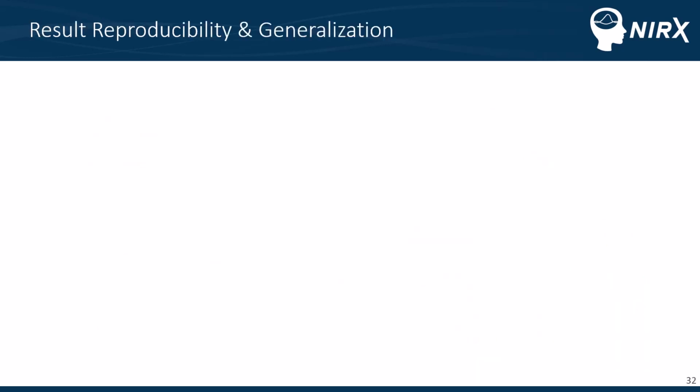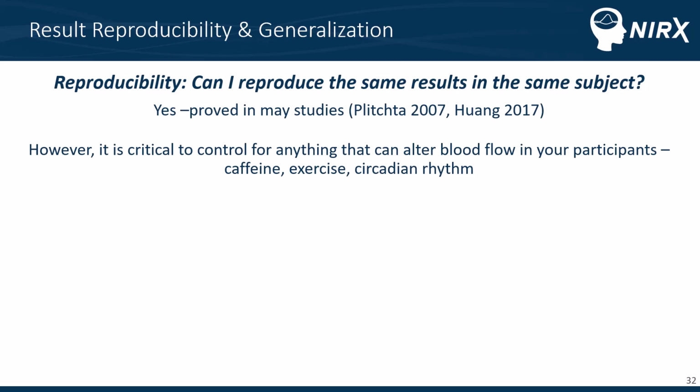Result reproducibility and generalization. Reproducibility: how can I reproduce the same results in the same subject? Or can I do so? And the answer is yes. This has been proven by a number of studies. But what's important to keep in mind is that you need to control for anything that can alter blood flow in your participants, like caffeine, exercise, and circadian rhythm. You want your subjects to have gotten a good night's sleep before. You don't want them to have drunk caffeine or exercised in the last 24 hours. And you also want to make sure that you image them around the same time of the day to account for changes in circadian rhythm.